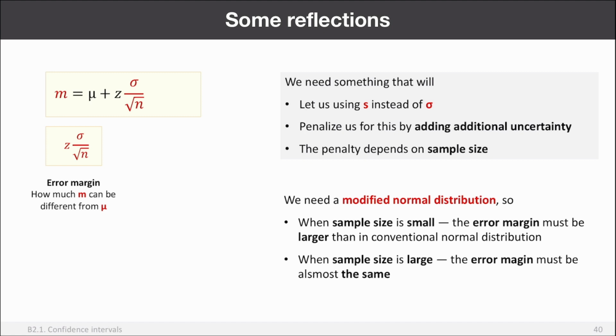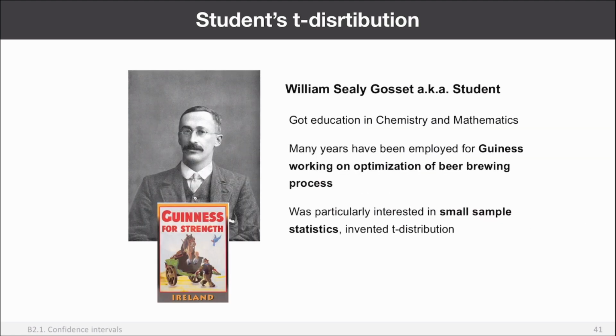So, when sample size is small, the error margin will be larger than the error margin that we have here, right? So if we use S instead of sigma, this error margin for small sample size should be larger than this error margin. But the bigger the sample size is, the closer and closer this error margin should be to the one that we use in case of normal distribution, right?